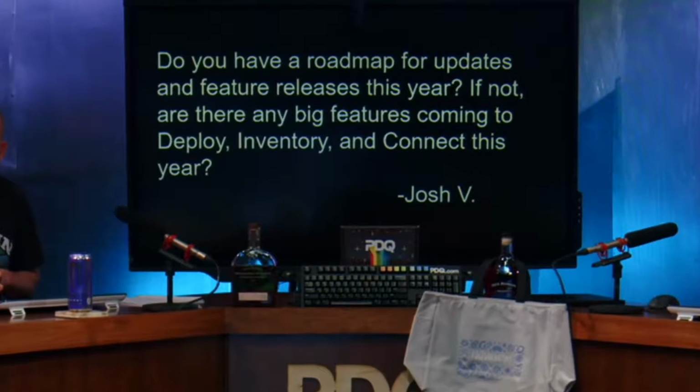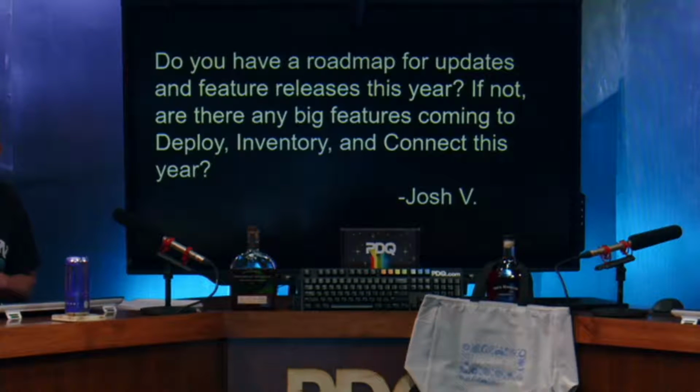All right, let's do this. Do you have a roadmap for updates and feature releases this year? If not, are there any big features coming to Deploy, Inventory, and Connect this year? There is a roadmap for Connect. It's on the website. There isn't a public roadmap for Deploy and Inventory that we've posted yet.